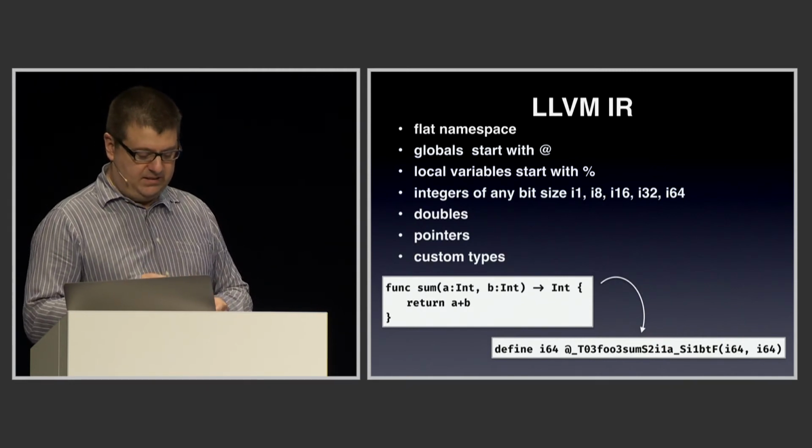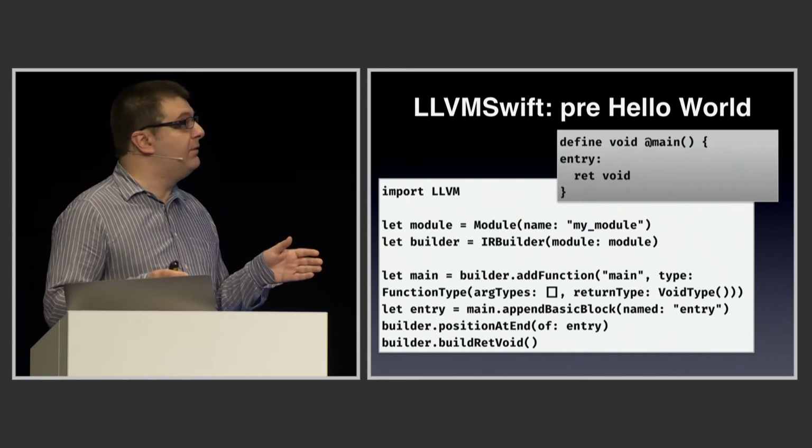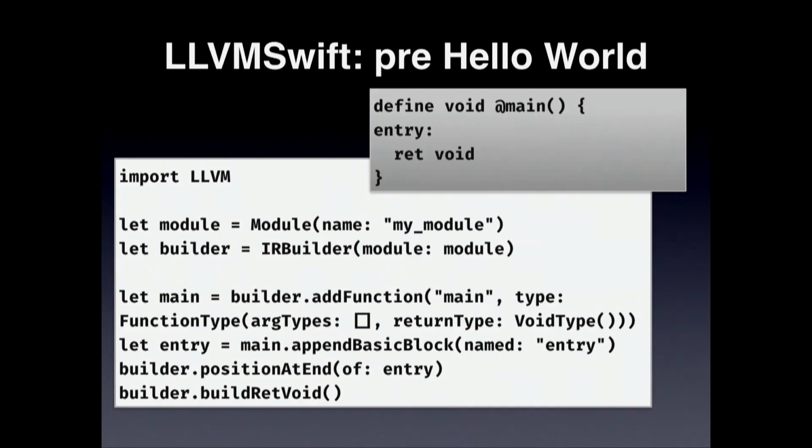And let's dive in. So let's start with something even more simple than hello world. We'll get to hello world in a few slides. Our main entry point is a global main function. And then you see our first basic block, and it's a function that returns void. So let's see how we would access the machinery of LLVM from Swift to emit this IR, which does absolutely nothing.